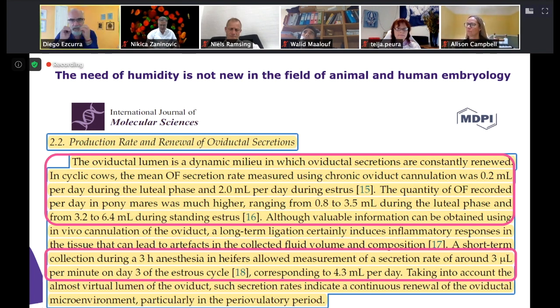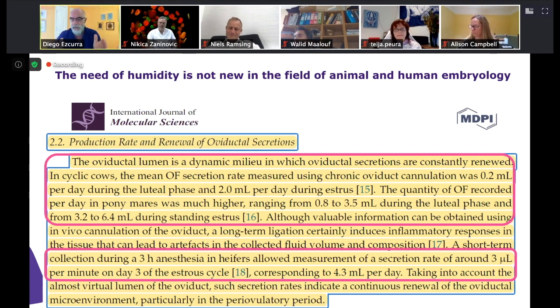If you look at the cow, for example, you're going to find 0.2 milliliter per day during the luteal phase and 2 milliliter per day during estrus. The collection is what they did, they just looked at the oviduct, which is the environment of the embryo, 3 microliters per minute on day 3 of the estrous cycle. And this is critical in that period of time, fertilization, early culture, okay? So think about this, okay? This is a detail that we cannot come and say, oh, it's not important, okay? Oh, you can have contamination. Well, I'm sorry, it is important, okay?